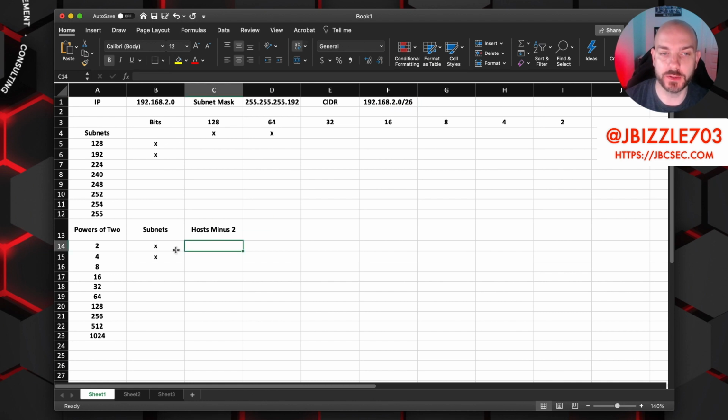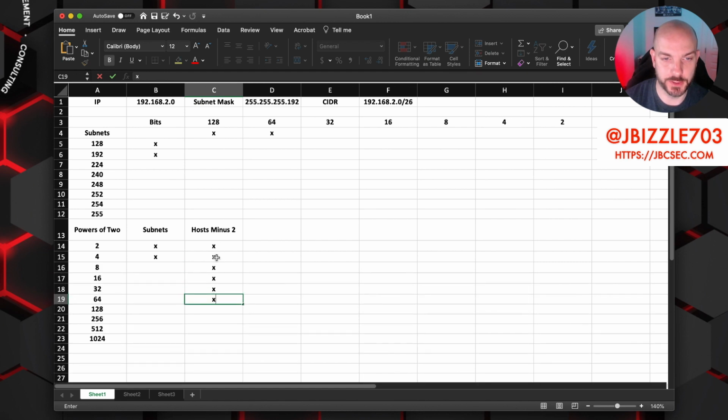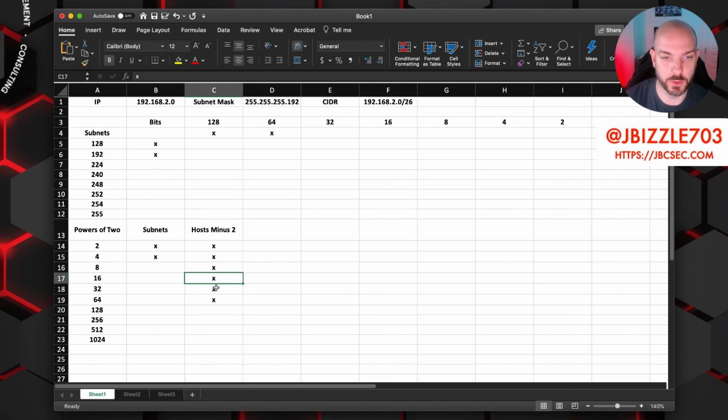What we're going to do is go 8 minus 2, which is going to give us 6. So we're going to put 6 in here. 1, 2, 3, 4, 5, 6. And as I said, that is going to tell us that the host range is going to have 64 IP addresses, but you have to remember we have to subtract 2. 1 for the network address and 1 for the broadcast address.